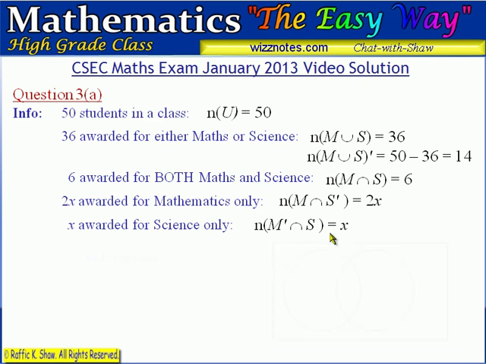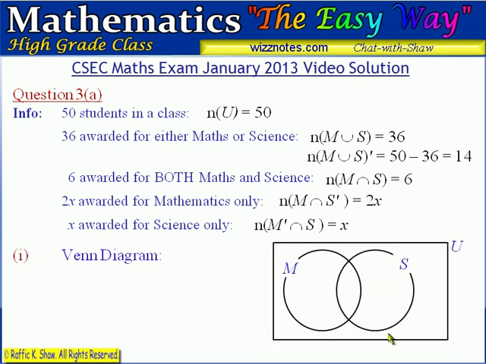And now we're required to show this information in this Venn diagram. M represents the subset for students awarded for math, and S is the subset for students awarded for science. We recall here that the number of students who were neither awarded for math nor science was equal to 14, and so that 14 would be placed outside here. Then the number of students in the intersection was 6, and so the 6 would be placed in this region, the intersection of the math and science.